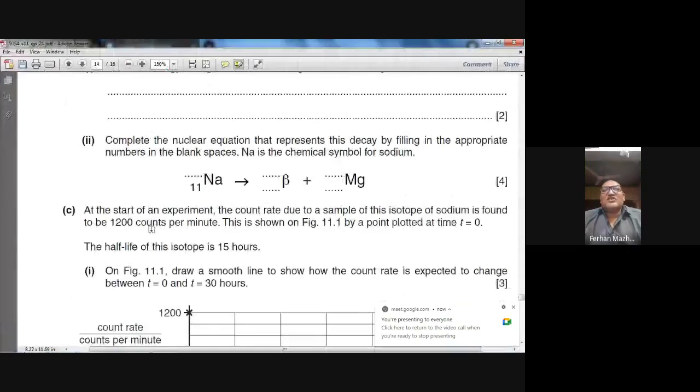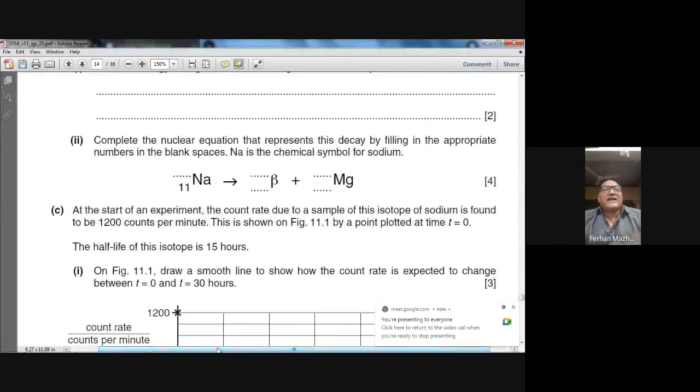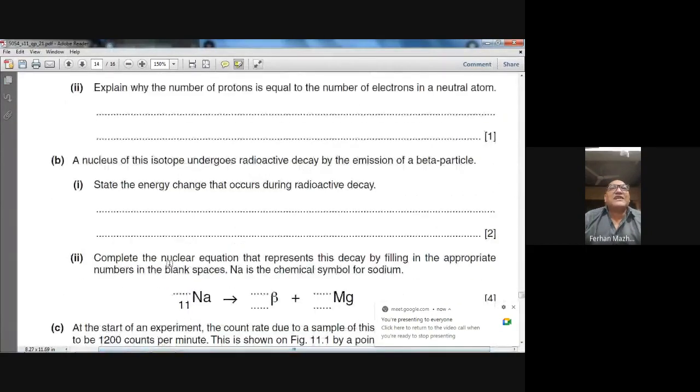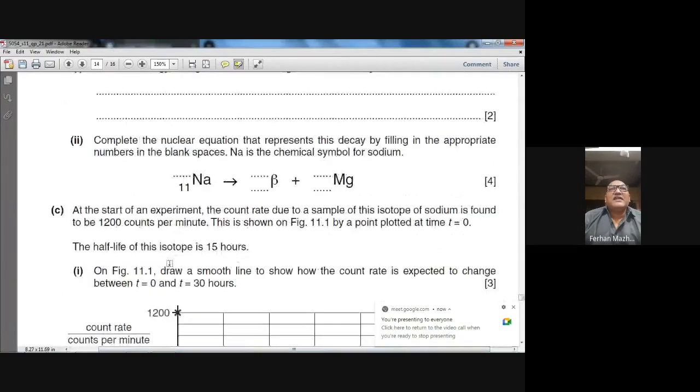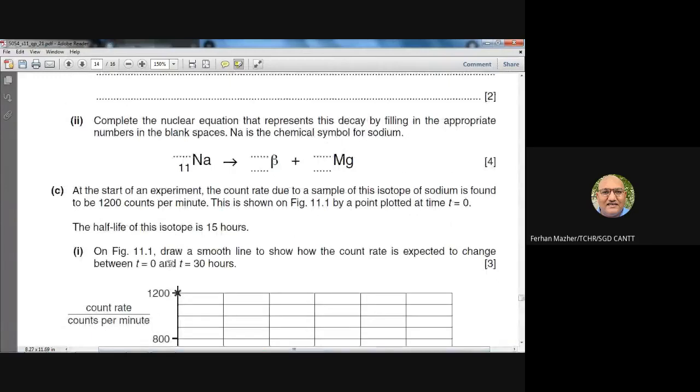Okay, so the next question on your screen is question number 11B, second part. It says complete the nuclear equation that represents the decay by filling in the appropriate numbers in the blank spaces. Na is the chemical symbol for sodium. So we already know, we just calculated in another part, that the nucleon number will be 24. So on the top of this sodium, I will write 24.